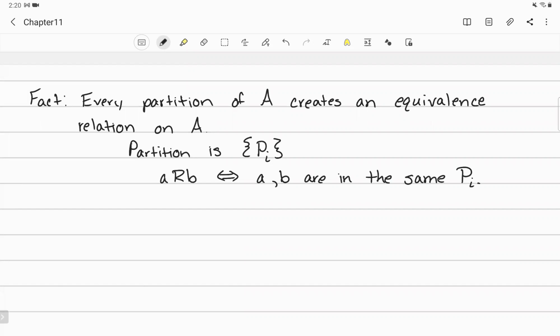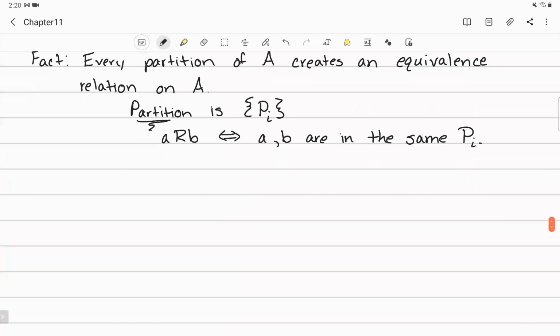All right, so let's make sure this is well defined. I look at a set and anything in that set is related to each other, because they're in the same thing. Now, in order for this to be an equivalence relation, we do need that it's a partition. We're going to need that everything is covered and that it's disjoint. So let's outline that.